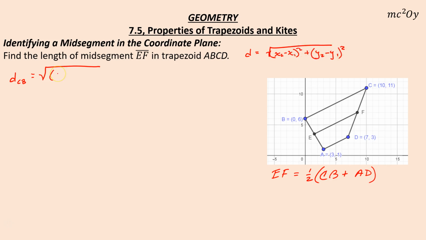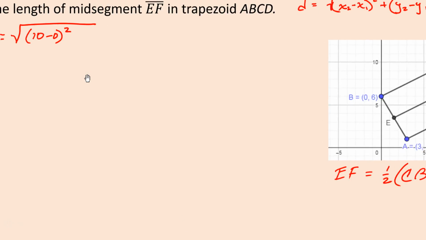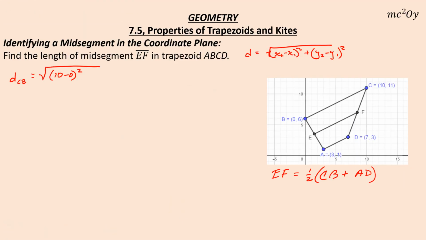And so for the distance, I'm just going to use my coordinates for C and B. My x's, I have 10 minus 0 squared, and then my y's, 11 minus 6 squared. That's going to give me the square root of 100 plus 25, right, 10 squared and 5 squared, which is equal to the root of 125. I could simplify that to root 25 times root 5, which is 5 root 5. So that's the distance of CB.